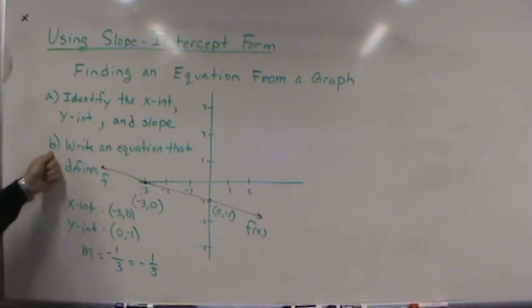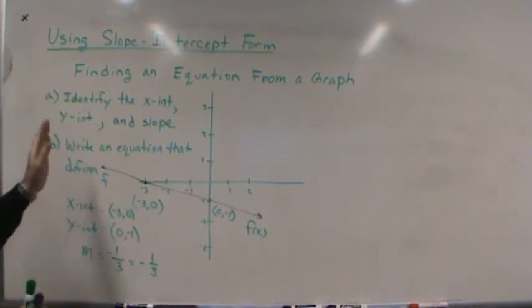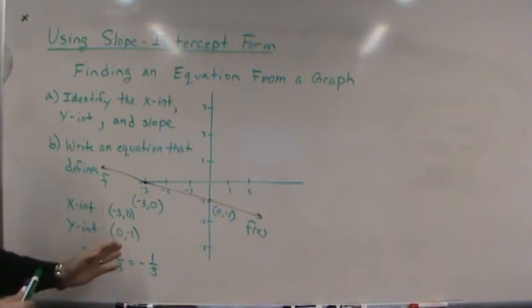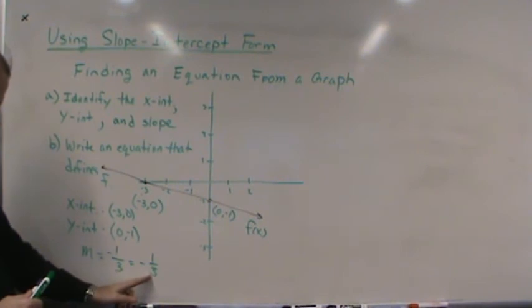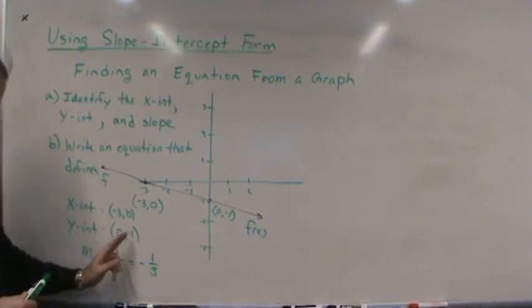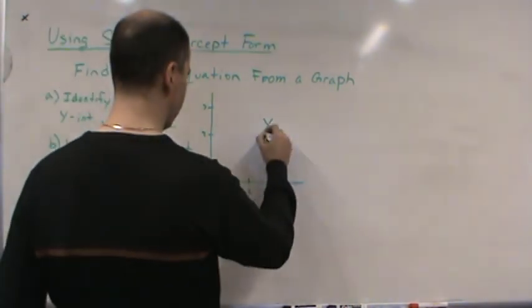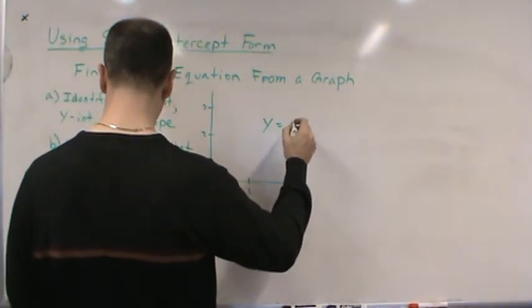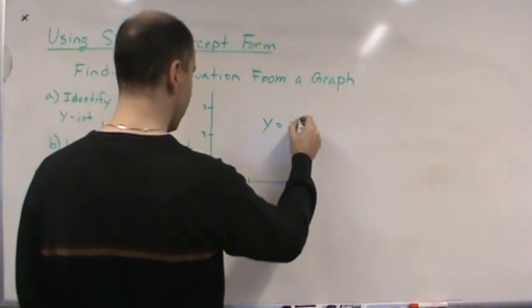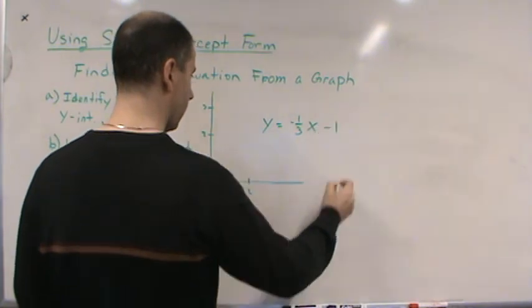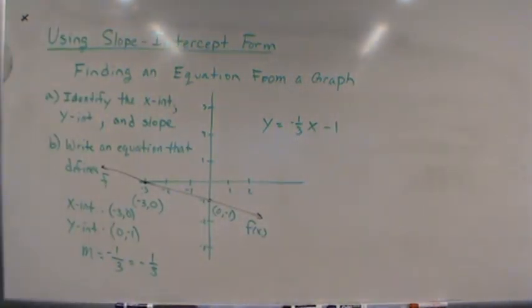Okay, now B says write an equation that defines that function f of x. Well, we have the slope and we have the y-intercept, so we know b has to be -1. So guess what? We're done. It's going to be y equals -1/3 x - 1. And we're done.